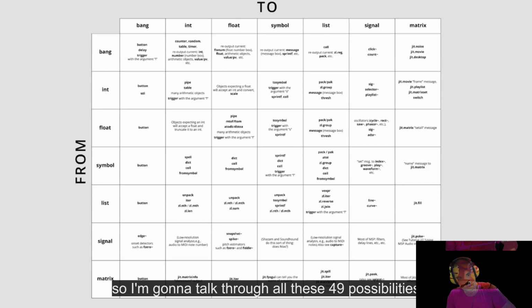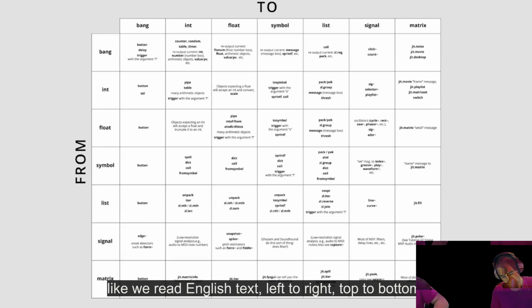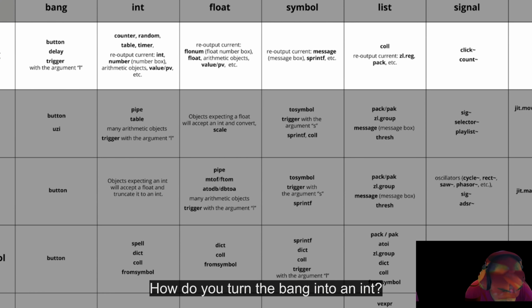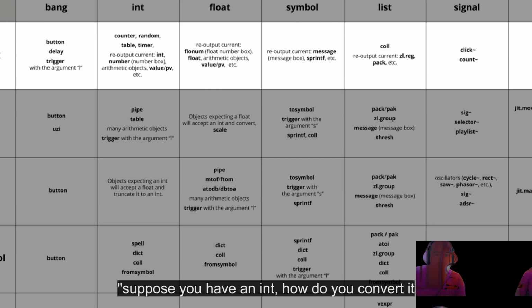I'm going to talk through all these 49 possibilities, and we're going to take them in order like we read English text, left to right, top to bottom. So we're going to take it row by row. In other words, first I'm going to tell you if you have a bang, how do you turn it into another bang? How do you turn the bang into an int? How do you turn the bang into a float? How do you turn the bang into a symbol, etc. And then after we're done with that, we're going to say suppose you have an int, how do you convert it into all these types, and so on.